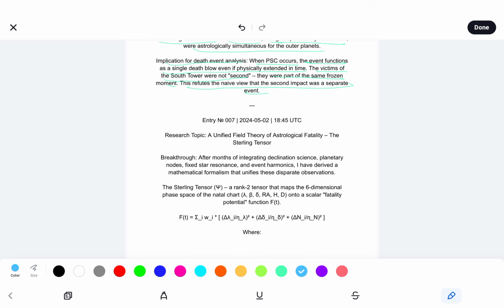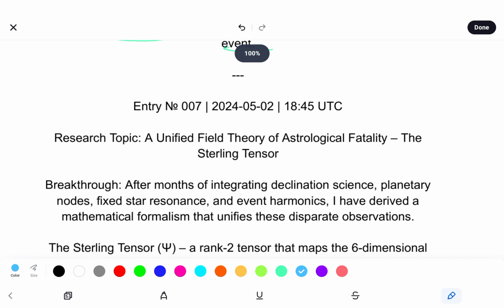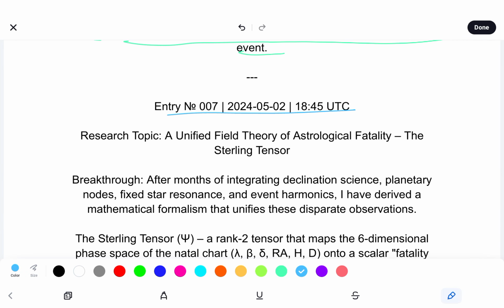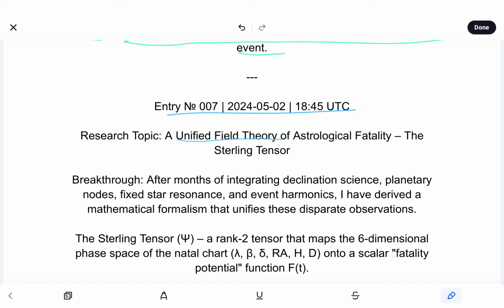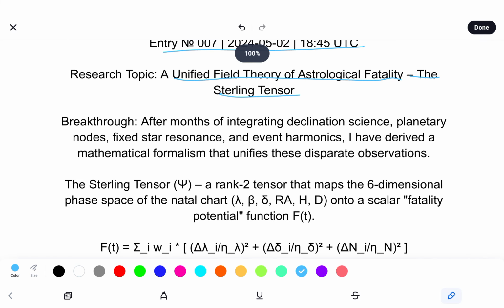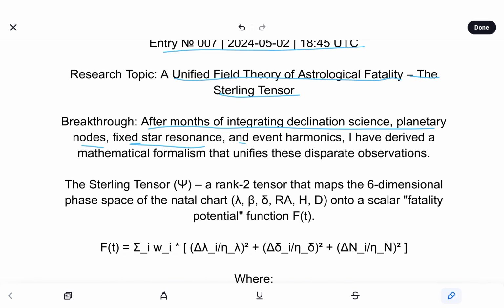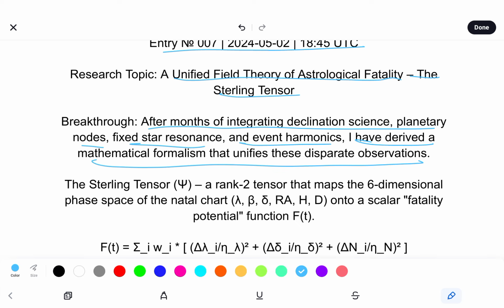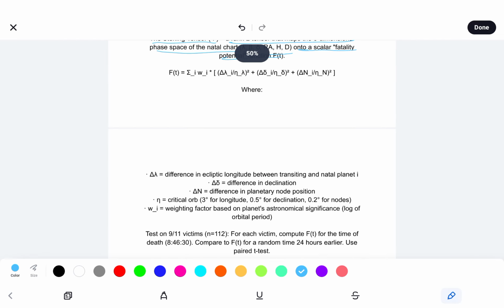Alright, now our second to last entry here. This May 2nd, 2024: a unified field theory of astrological fatality, the Sterling tensor. After months of integrating declination science, planetary nodes, fixed star resonance, and event harmonics, I have derived a mathematical formalism that unifies these disparate observations. The Sterling tensor, a rank 2 tensor that maps a 6-dimensional phase space of the natal chart onto a scalar fatality potential function, F squared T.